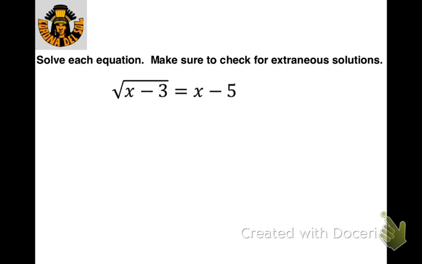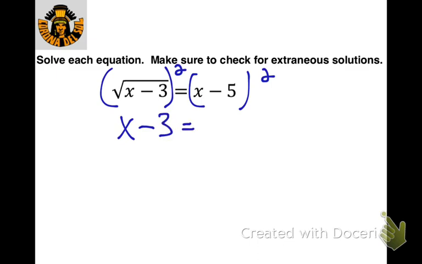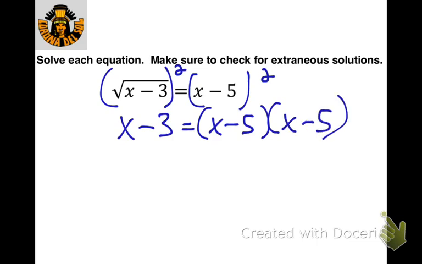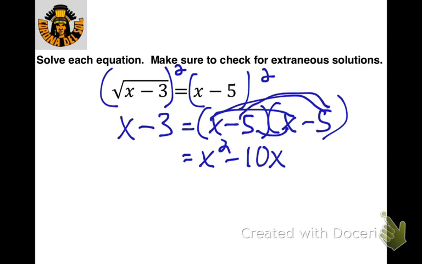All right, this one, we're going to do the same thing. We're going to get rid of the radical by squaring both sides. So on the left, it's x minus 3, and then on the right, you can do x minus 5 times x minus 5, and you have to multiply this out. It's going to be x squared. I usually do the outside, that's minus 5x, and then the inside, that's minus 5x. So when you add those two together, you get minus 10x. And then negative 5 times negative 5 is plus 25.